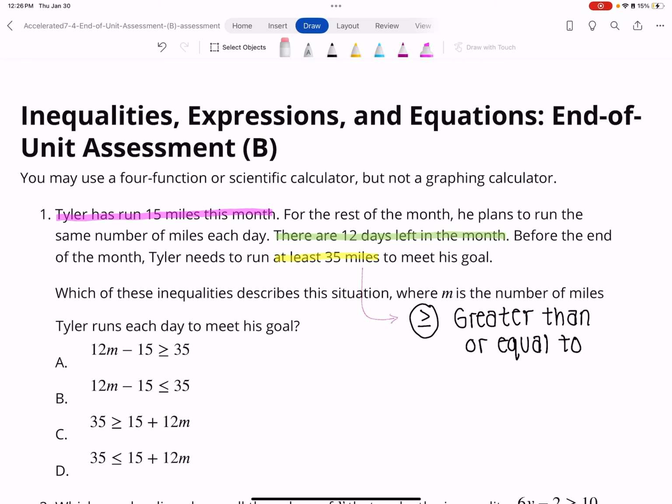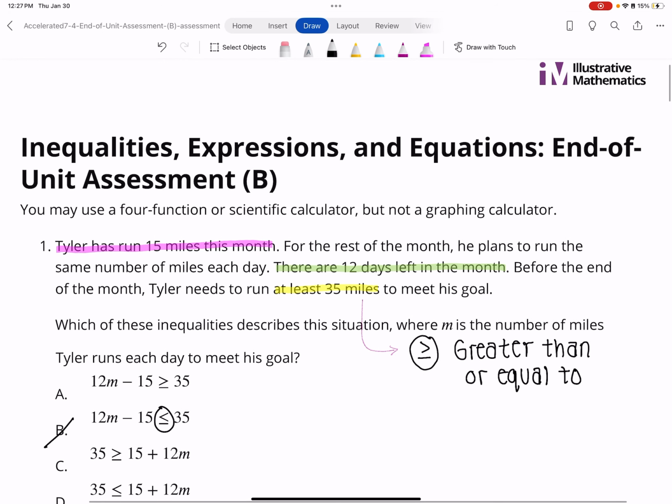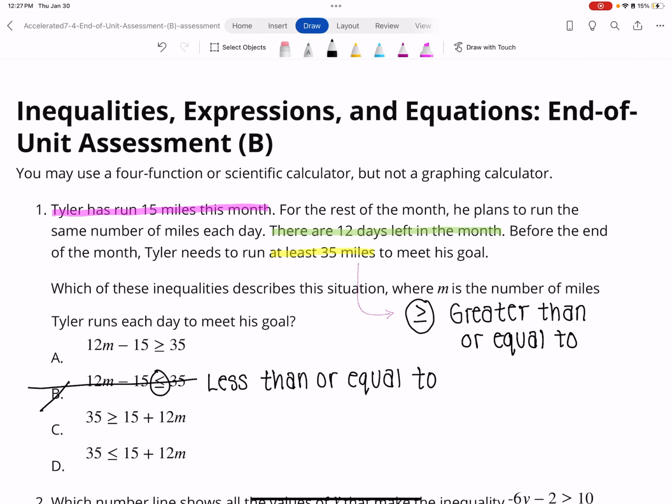Now, there are already some choices that we can eliminate based on this inequality sign. Number 1 that we can eliminate is going to be choice B. Choice B has the inequality symbol less than or equal to. So we can go ahead and cross this one out because of this reason. The second one that we can cross out is actually choice C.